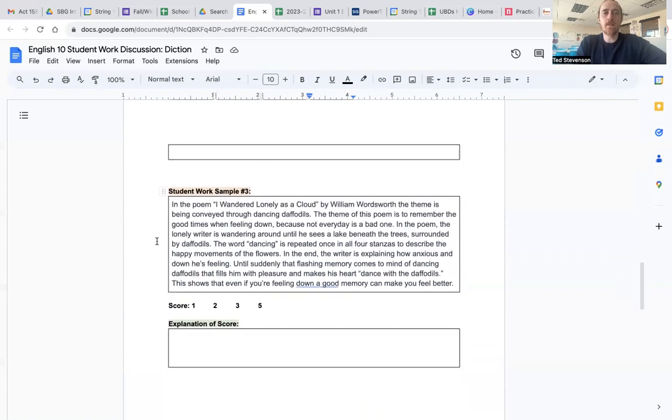And then this example is what would receive a 3. So this one is doing everything that the 2 did. It's identifying keywords, it's establishing a theme. And then as it's connecting the keywords to the theme, it's also taking the analysis to another level where it's creating a kind of logical explanation or line of reasoning as to how the keywords relate to and develop the overall meaning of the poem.